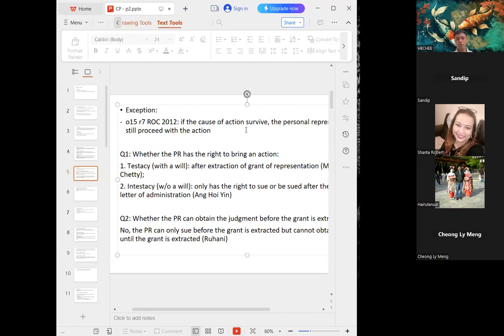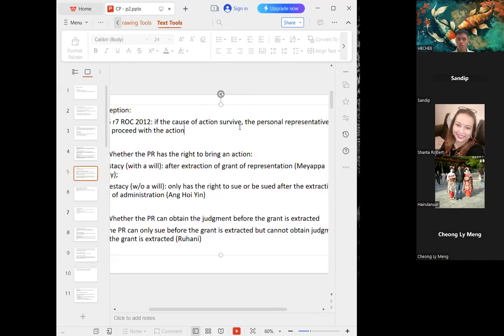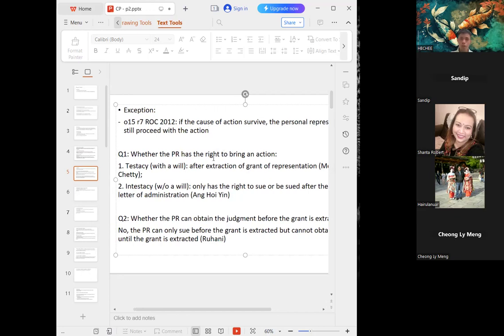However, there is an exception. In case the cause of action is still valid, the PR can still proceed with the action, which means that right now you are going to sue the person for this act, and his PR is liable for the consequence, so that you can still bring an action against him. So the question is whether the PR has the right to bring the action.